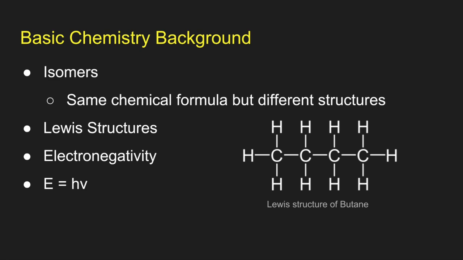Lewis structures are also able to give us a simple image of the structure of a molecule, like this Lewis structure of butane to the right that gives us an idea of what the molecule looks like. A good understanding of this concept will allow you to visualize the molecule when reading an NMR spectrum.